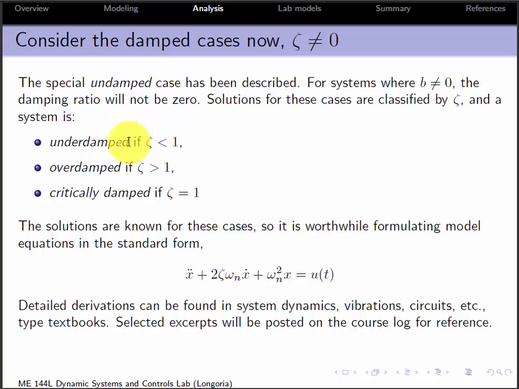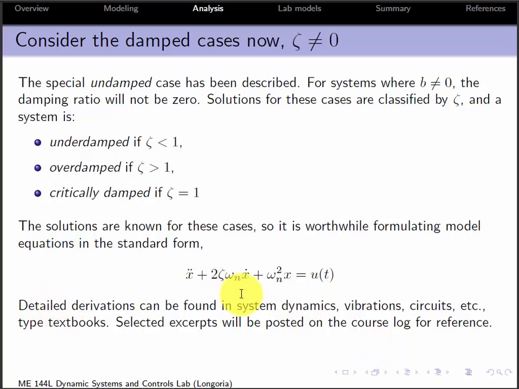If zeta is less than 1, we call that underdamped. If zeta is 0, obviously it's undamped. If it's greater than 1, that's the overdamped case. When zeta is equal to 1, that's critically damped. In each of these cases, the undamped, which we've already shown, underdamped, overdamped, and critically damped, all have different solutions for this simple linear ODE with constant coefficients.